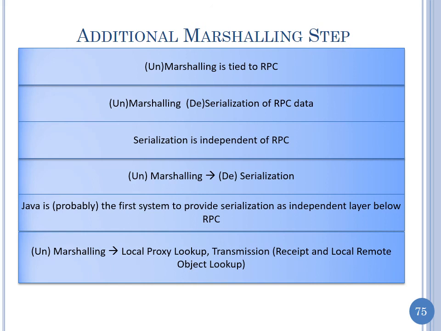Sorry, what it does is it goes and takes the object and sees whether a proxy for it exists or not. It goes and looks up the proxy, and then it sends the proxy, which is then received by the remote layer. Okay, so it has to do this extra step. And as far as I know, Java is the first language to do this.